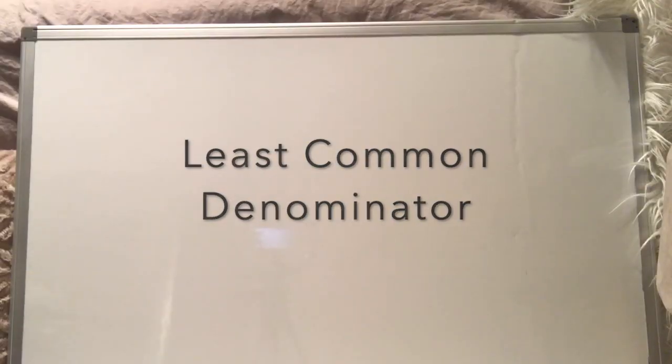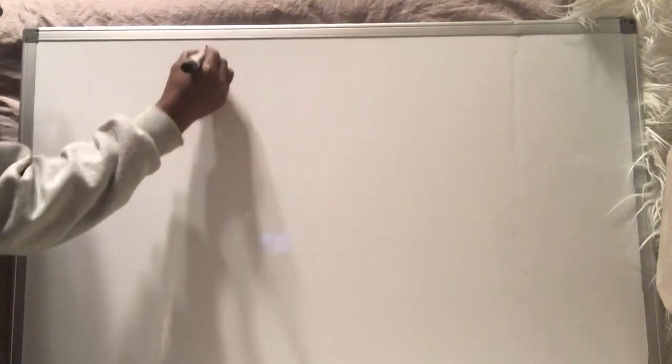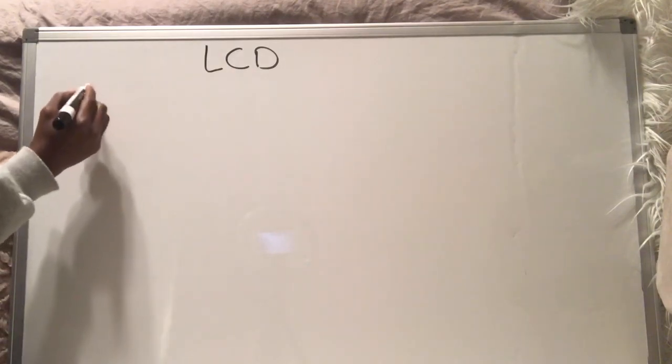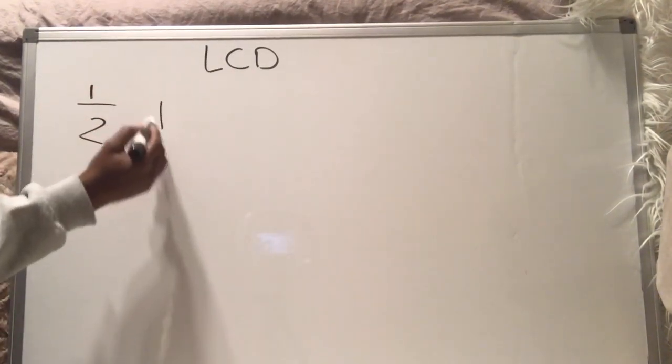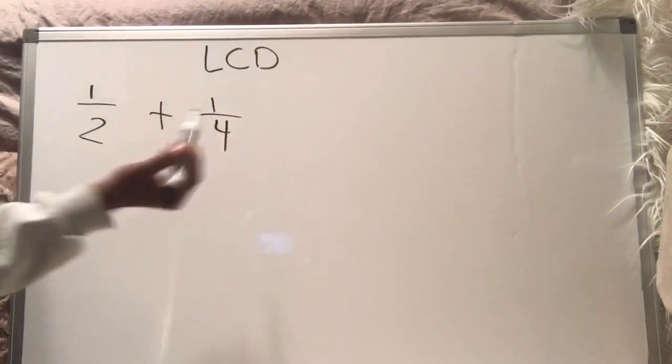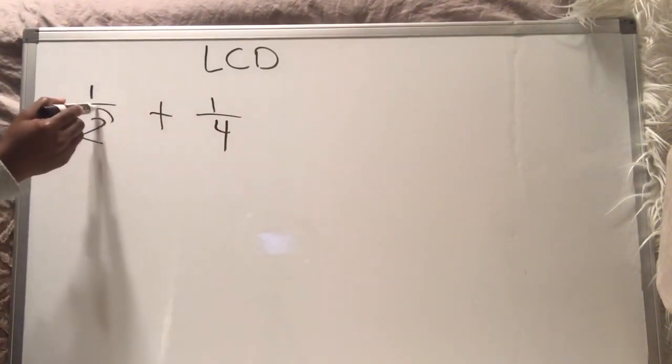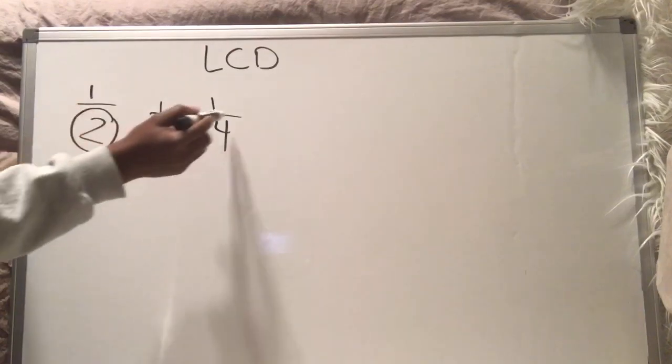Today's lesson is on LCD, which is the least common denominator. Why would you need the least common denominator? Well, you will need that if you're adding or subtracting fractions with different denominators, which we call unlike denominators. So say we had the fractions 1/2 and 1/4.